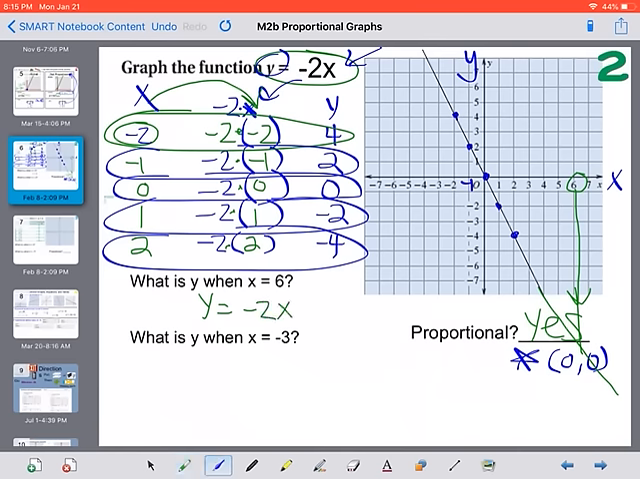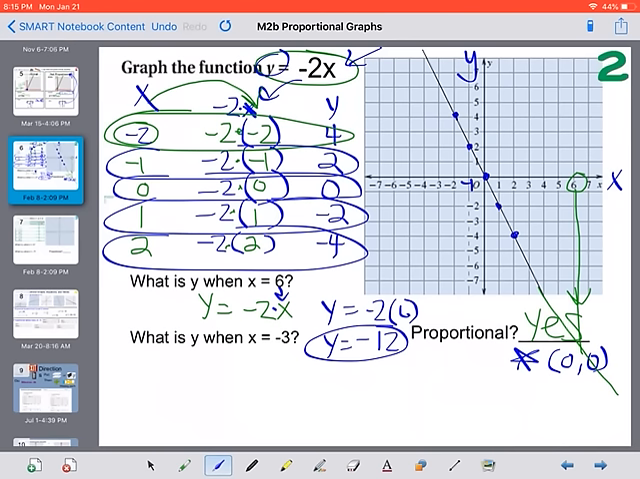Instead of an x, we need to plug in a 6 right there. So y equals negative 2 times 6. Well, 2 times 6 is 12, and it's negative. So this would cross way down here at negative 12.